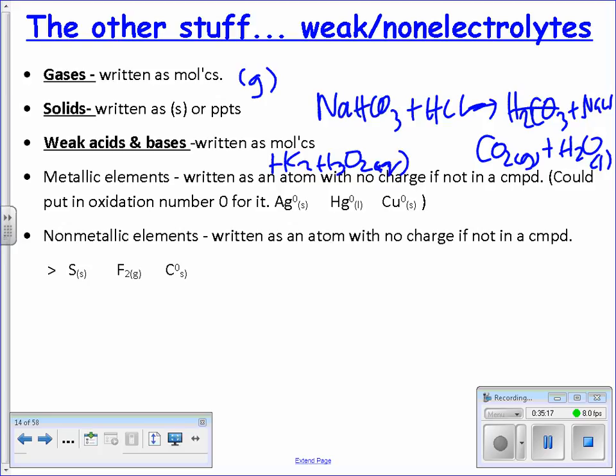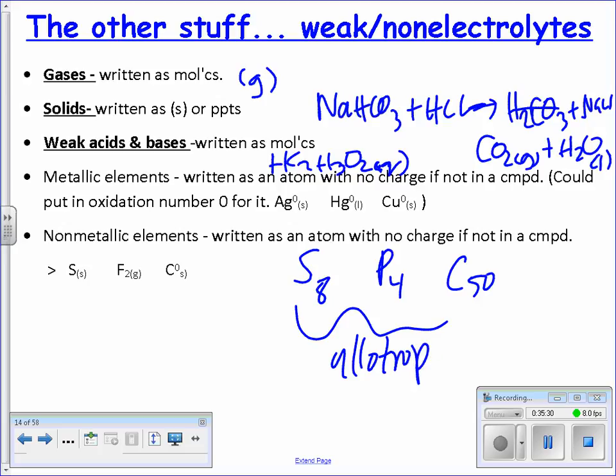The couple that we had some problems with last week were sulfur 8, phosphorus 4, and carbon 50, which wasn't actually one that I had from you guys last week. These are allotropes. They're just different forms of that particular element. So sulfur can be S or sulfur can be S8. Generally it's S8 because 8 sulfur atoms hang out together at all times. Phosphorus, the same story, 4 of them come together at all times.